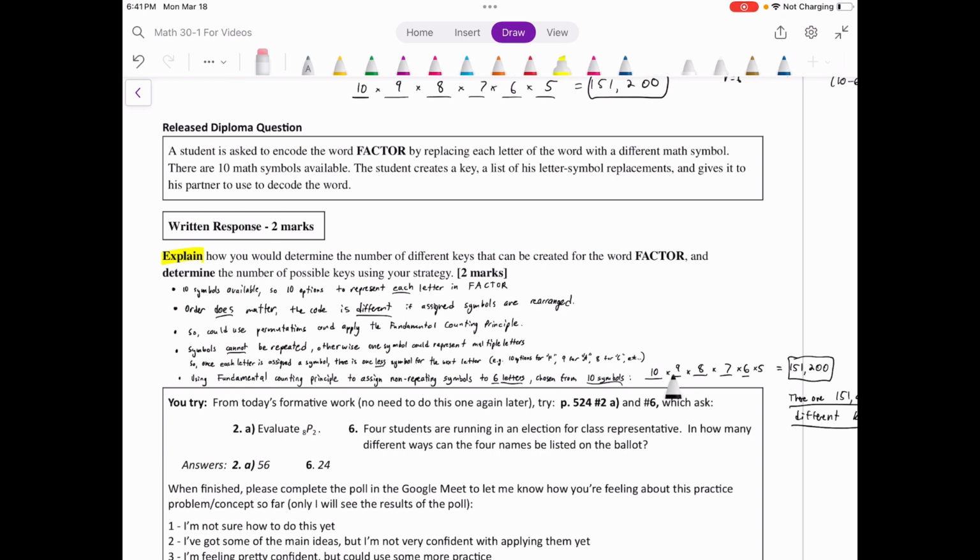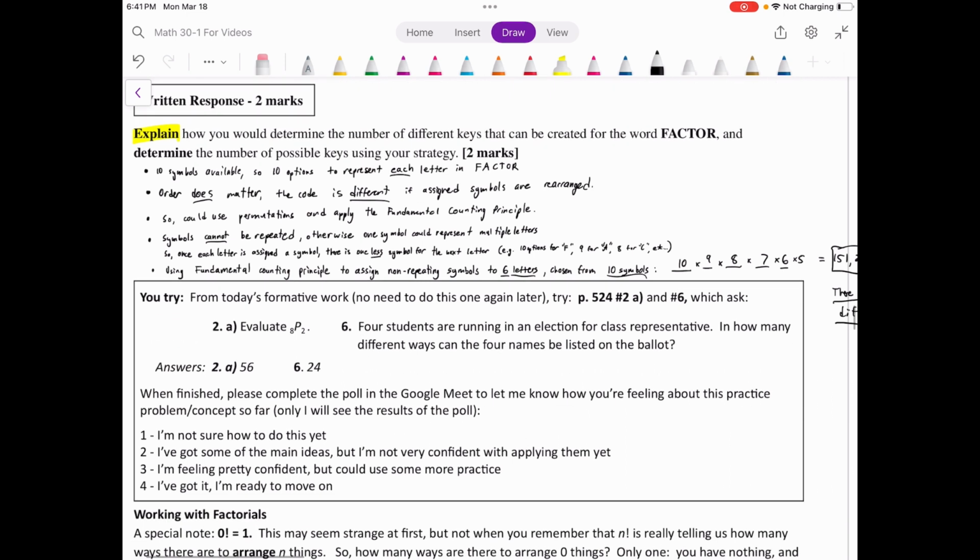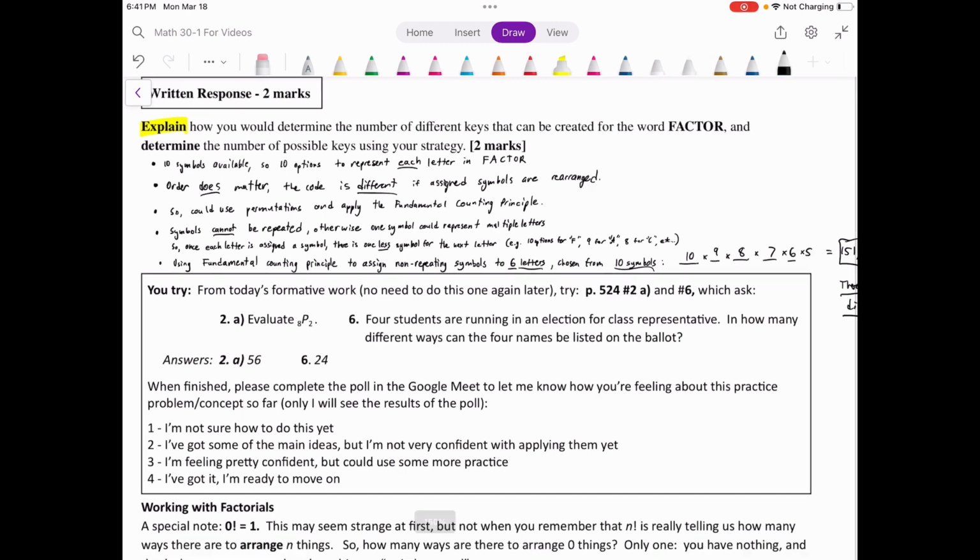There we go. We've covered now why it's going 10, 9, 8, 7, 6 instead of just 10, 10, 10, 10, right? Once each letter is assigned a symbol, there is one less symbol for the next letter. And then just saying, okay, so we need to assign 6 symbols from 10 total options, giving us this calculation.